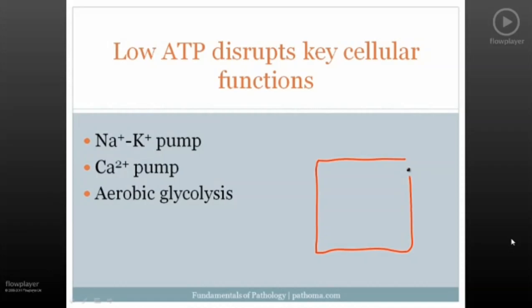The third disruption that occurs with low ATP is that we switch from aerobic glycolysis, which is very good at producing ATP, to anaerobic glycolysis, which then results in the byproduct of, number one, poor production of ATP, and number two, the production of lactic acid, which would lower the pH within the cell, and the lowering of the pH would cause precipitation of both DNA and proteins. And so this would be another problem that would arise when we have low ATP within the cell.